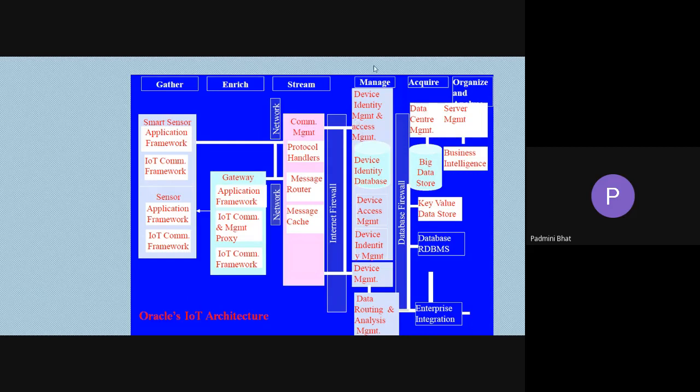Then comes managing device identity, like which device, then comes storage of data, then it is organized. Then, however it needs to be applied, you have designed for the application, it is done at business intelligence, so it is done at the last stage. This is Oracle's IoT architecture.